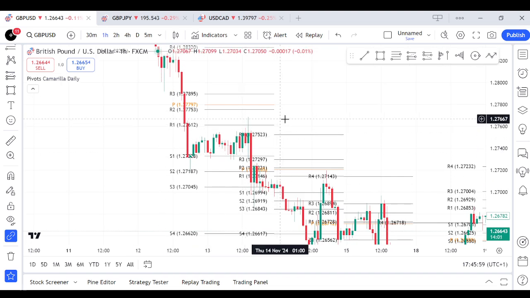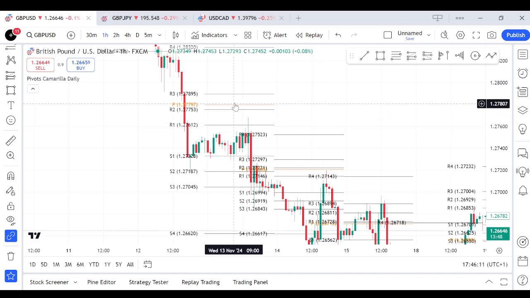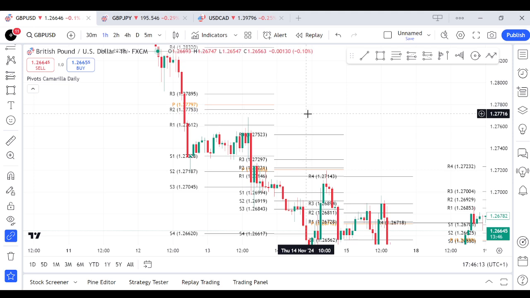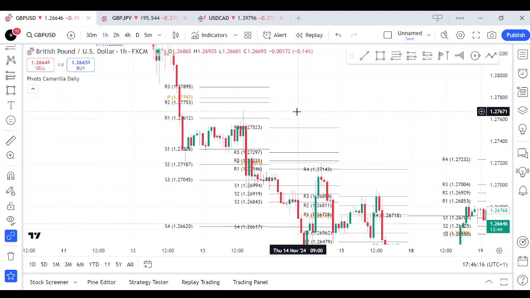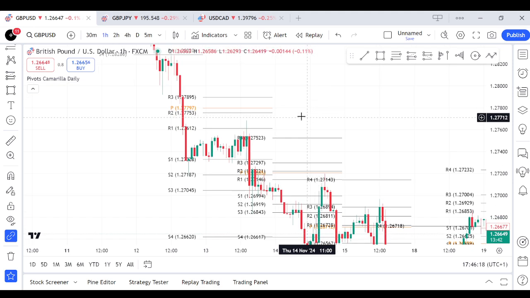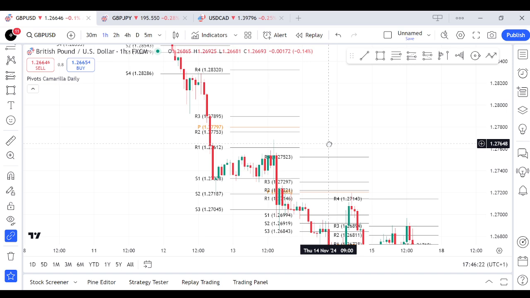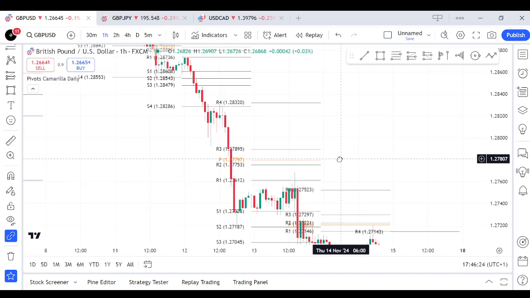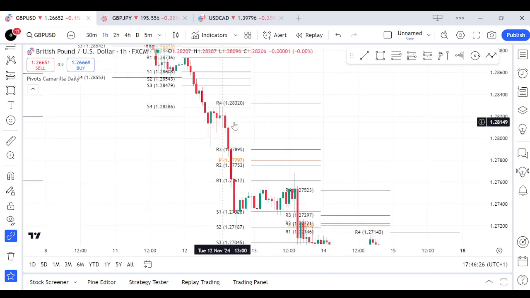But R3 is not a rule of thumb. Price also reacts to R1, R2 and R3, and also S1, S2 and S3. But when price reacts from R3, it's actually very valid, because that also corresponds with some Fibonacci ratios. So looking at this, you can see price here we had the breakout, so we're going to talk about that later.